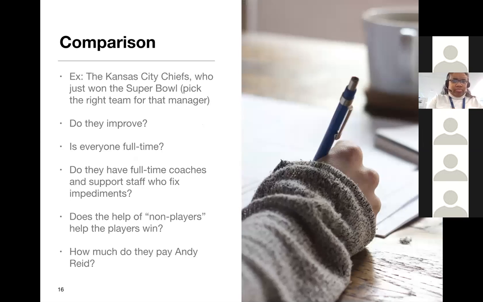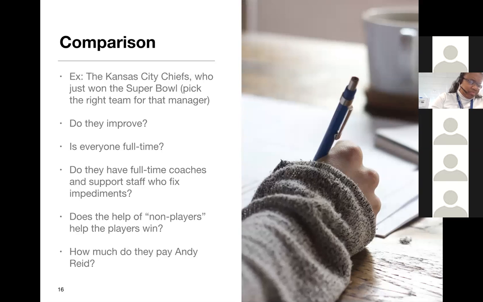Okay, another way of talking about this with some managers, particularly managers that are into sports, would be to compare to another great team. My example on this particular slide is the Kansas City Chiefs, who just won the Super Bowl, as many of you know quite well. So pick the right team for the right manager, or the right sport for the right manager. And if your manager's not into sports at all, this maybe won't work. You may have to find a different kind of team.